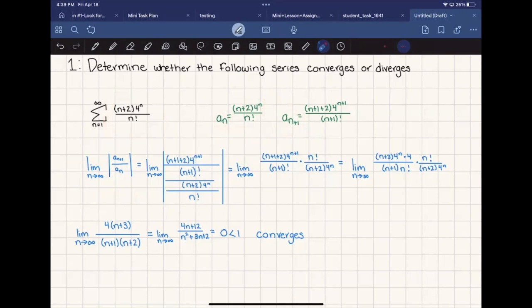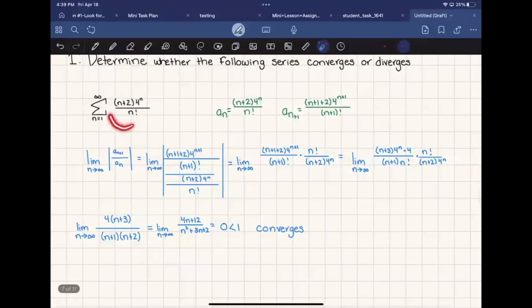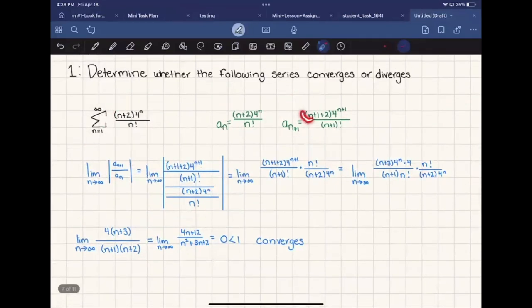Next, we want to find a sub n plus 1. A sub n plus 1 is where we take each n in our series and we add 1 to it. So if we look from our original to what a sub n plus 1 is, we see that we have an n plus 1 in place of n. So we have the quantity of parentheses n plus 1 plus 2, close parentheses, times 4 to the power of n plus 1, all divided by the factorial of n plus 1. So now we can go ahead and set up our limit and solve.